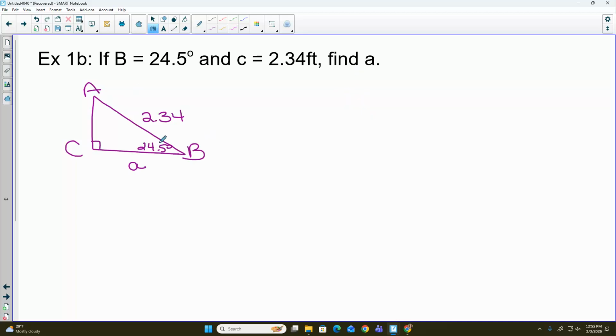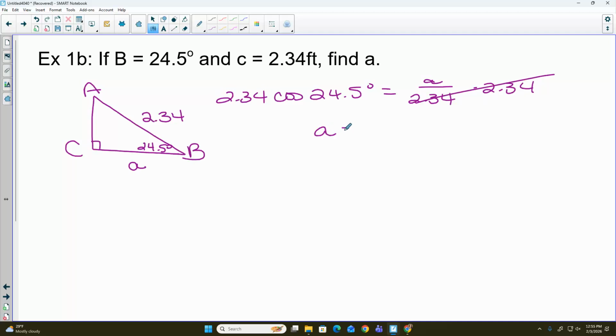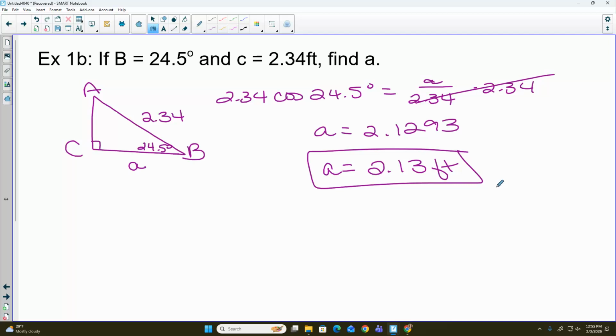So from the angle I know, the 24.5, this is adjacent and that's hypotenuse, so what trig function? So cosine of 24.5 degrees equals A over 2.34. So if I multiply that over, 2.34 cosine 24.5. How many significant digits should I use? 3. So I get 2.1293. If I round that to 3 significant digits, what would I say? 2.13. That okay?